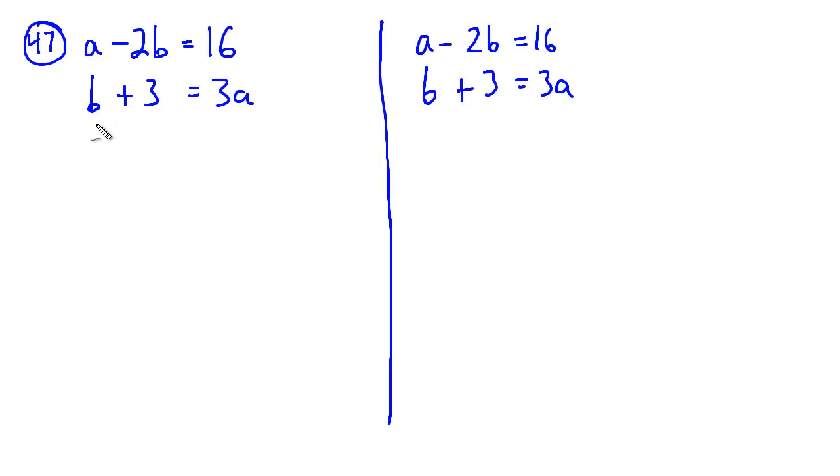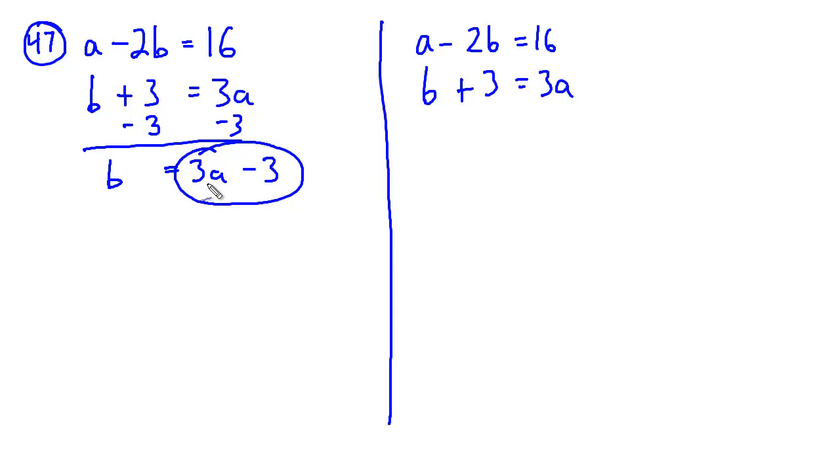So the first way I'm going to manipulate this is I'm going to get this set up since the b is almost by itself. I'm going to get the b all alone and set that equal to 3a minus 3, and then we have a substitution problem. We can take the 3a minus 3 and plug it in for the letter b up there in the first equation. So a minus 2 times the quantity of 3a minus 3 is equal to 16.